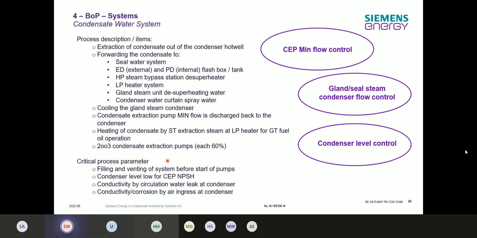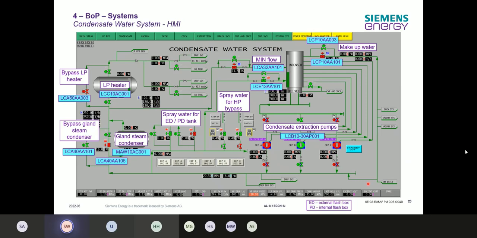Critical process parameter we have in here: filling and venting of the system before start of the pump. When we go back here, we saw filling of the system is happening over here with the demineralized water. When the system is completely empty, with the makeup water the condenser is filled, and then the condensate system is also filled up to a certain amount. There are manual venting lines to make sure that we're not getting air somewhere into a pump, which can then lead to cavitation, etc.